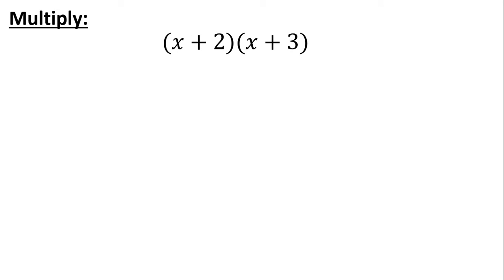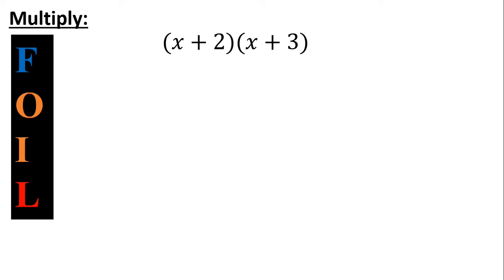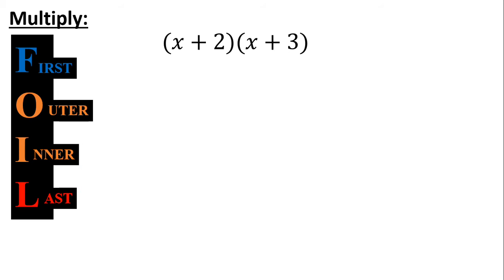Multiply x plus 2 times x plus 3. We FOIL this, or we multiply the first terms, the outer terms, the inner terms, and then the last terms. So our first terms are going to be x and x. That's referring to the first terms in each binomial. So this term right here and this term right here, those are the first terms in each binomial. We multiply them and we get x squared.